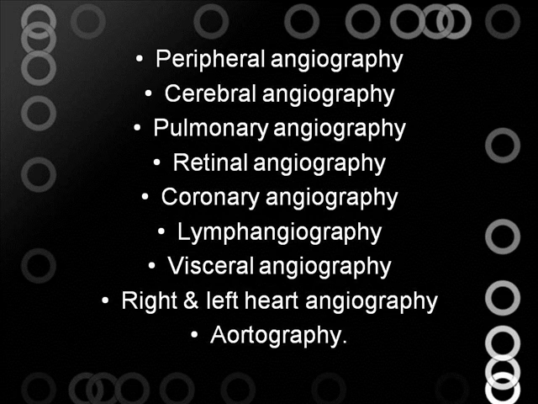An example of angiogram is peripheral angiography. Peripheral angiography is imaging that checks for blocked blood vessels in the leg and lower body. Cerebral angiography is an image of the blood vessels of the brain. Pulmonary is the lung, retina is the eye, coronary is the heart. Lymph angiography is a special X-ray of lymph nodes and lymph vessels. Visceral angiography is angiography of blood vessels of the gastrointestinal system. Right and left heart angiography and aortography is of the blood vessels of the aorta.